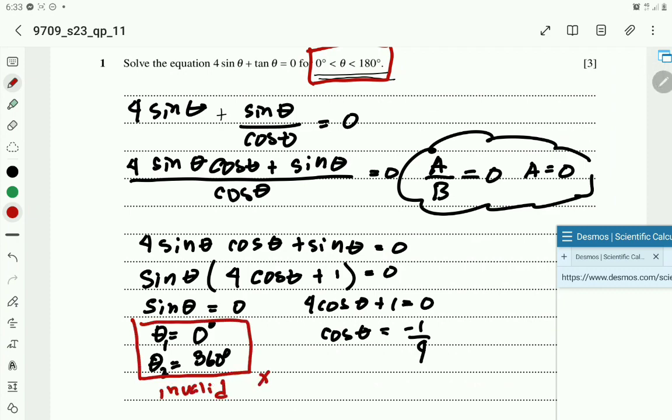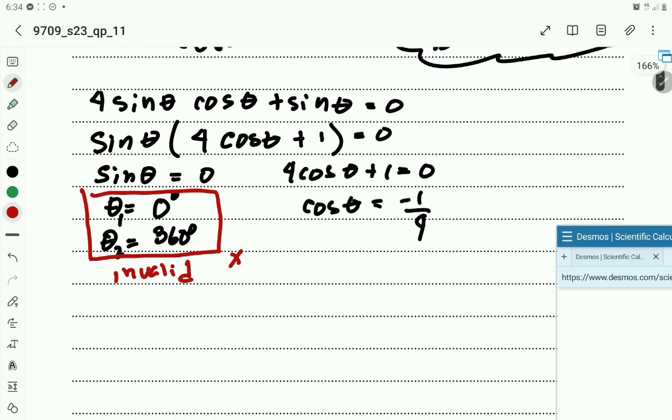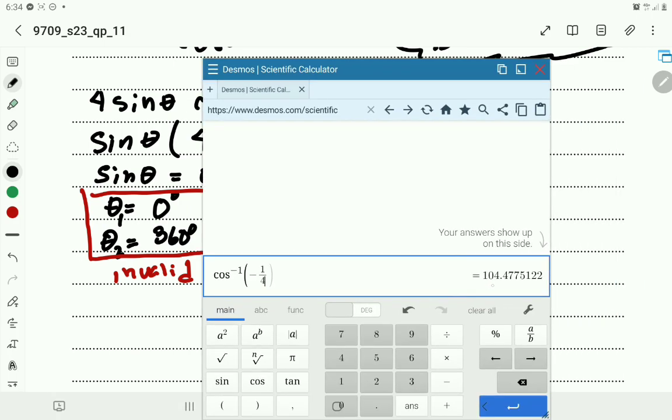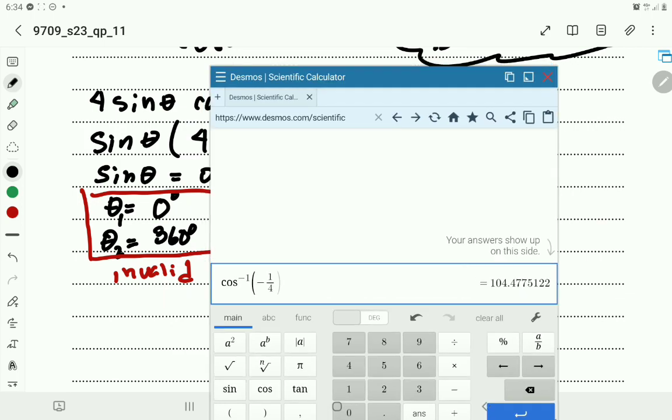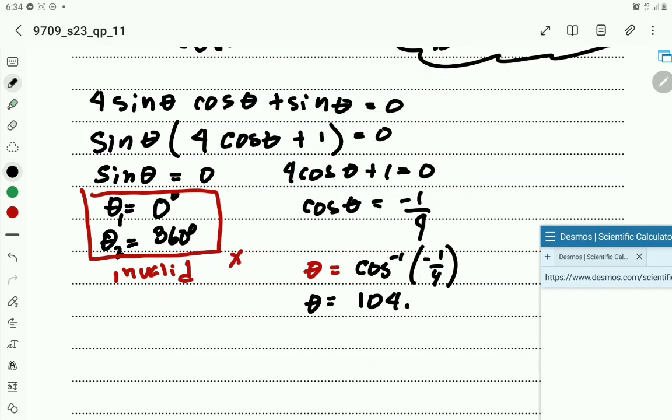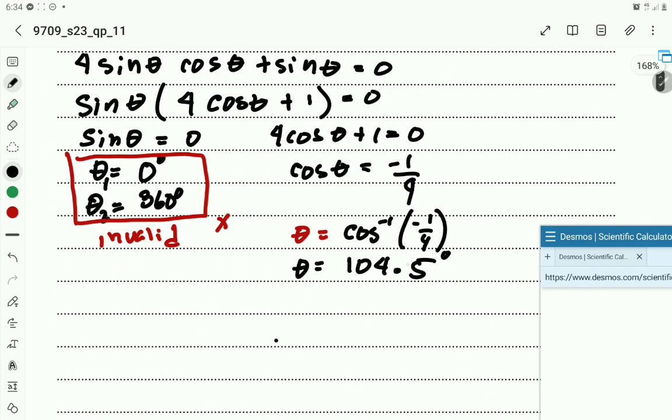So our hope is only the other one. Let's take cosine theta equal to negative 1/4. Therefore theta is equal to the inverse cosine of negative 1 over 4, which gives you 104.47, or 104.5. Remember that this is in degrees, so it should be in one decimal place. So are there any values aside from this one?